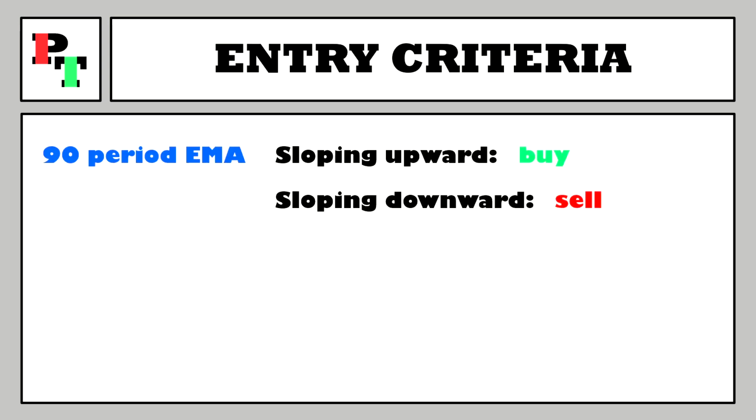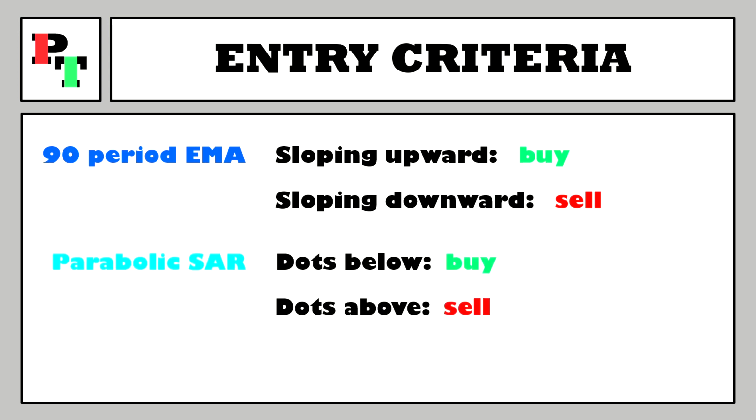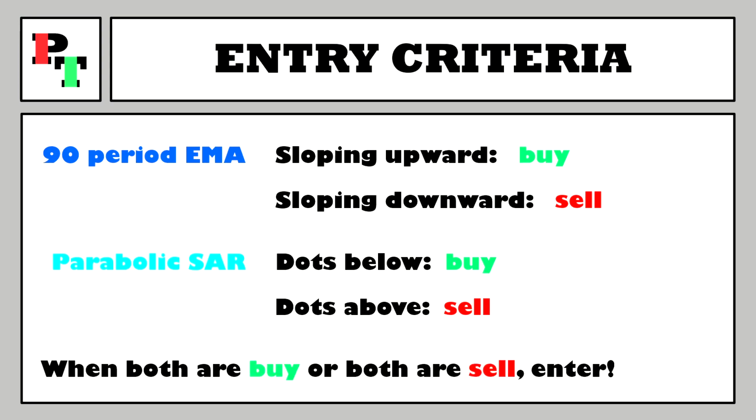For the 90-period EMA, when it is sloping upwards, that'll be an indication for us to be in buy trades only. When it's got a downward slope, it will be a signal to us to only enter sell trades. Then with the parabolic stop and reverse, we will be using the dots being below the price as an indication to enter a buy trade. And when the dots are above the price, we'll take that as an indication to enter a sell trade. Much like a game of Snap, when both indicators are matching up as a signal for us to either enter a buy or a sell trade, that is when we will get in.